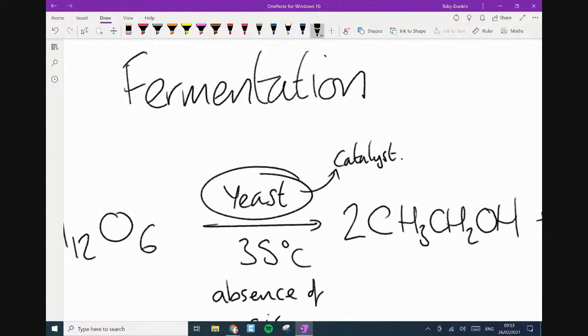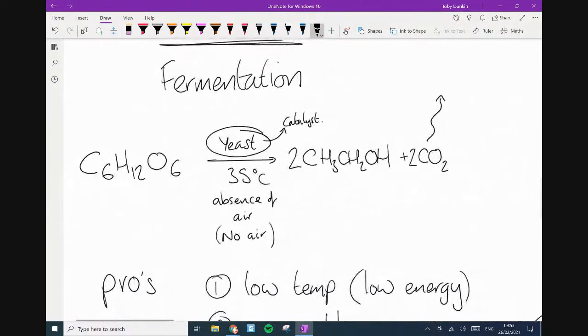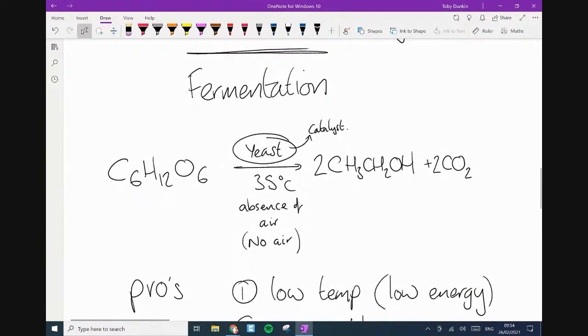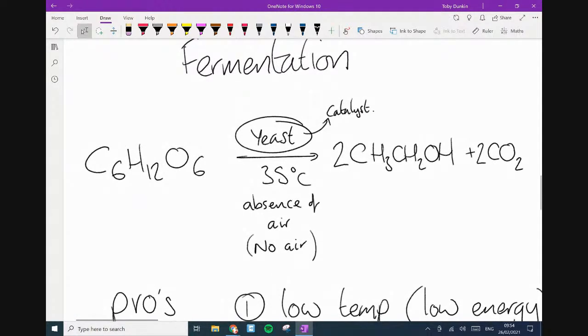It's odd, isn't it? A living catalyst. It's because the enzymes are doing all the work, and enzymes are catalysts. So it's just something to bear in mind. 35, absence of air, catalyst which is yeast.